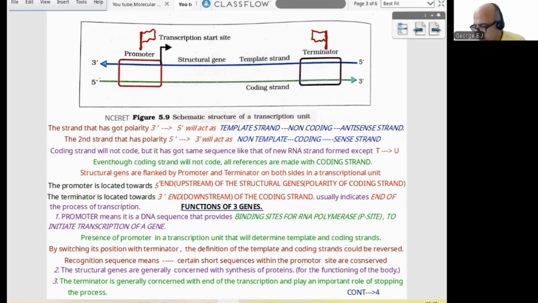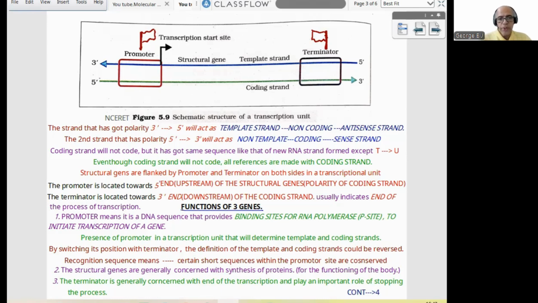Now, next are the functions of the three parts. For convenience, I separately put them there. One is the promoter. Promoter generally means a DNA sequence that provides a binding site for RNA polymerase. Later, upon the concept, we will be calling it the P site. The last part we will be studying after one or two episodes. So the promoter is a DNA sequence that provides the binding site for RNA polymerase, P site, to initiate transcription of a gene. That is how the term promoter promotes.